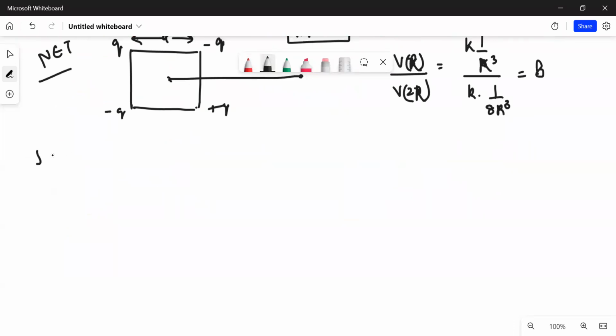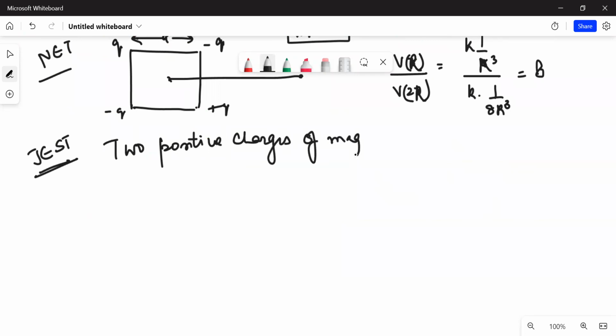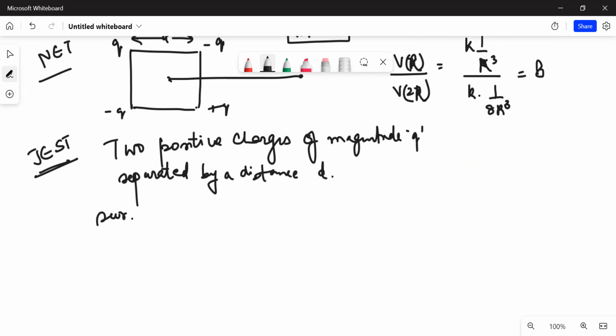Now another question that was asked in the JEST exam. Let's say it says that two positive charges of magnitude Q, separated by a distance D, surrounded by a spherical shell.